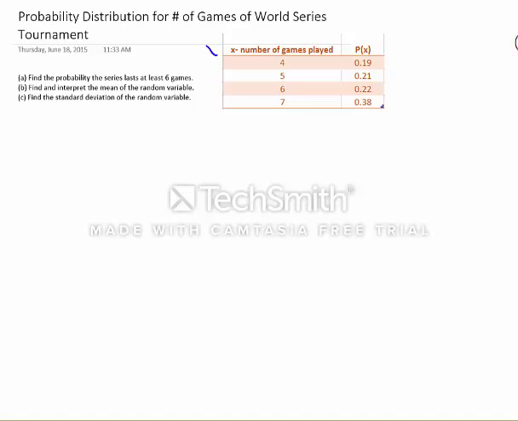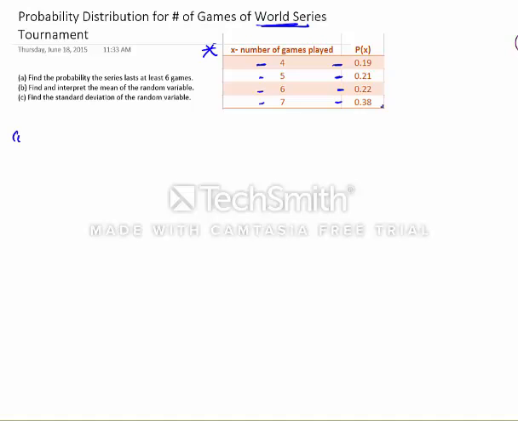Here we have a probability distribution that tells us about the number of games played in a World Series of baseball. In the World Series, the first team to win 4 games wins the World Series. Thus, the series can last 4, 5, 6, or 7 games. In this table, we're told that the probability the series lasts 4 games is 0.19, the probability the series lasts 5 games is 0.21, and so on and so forth.